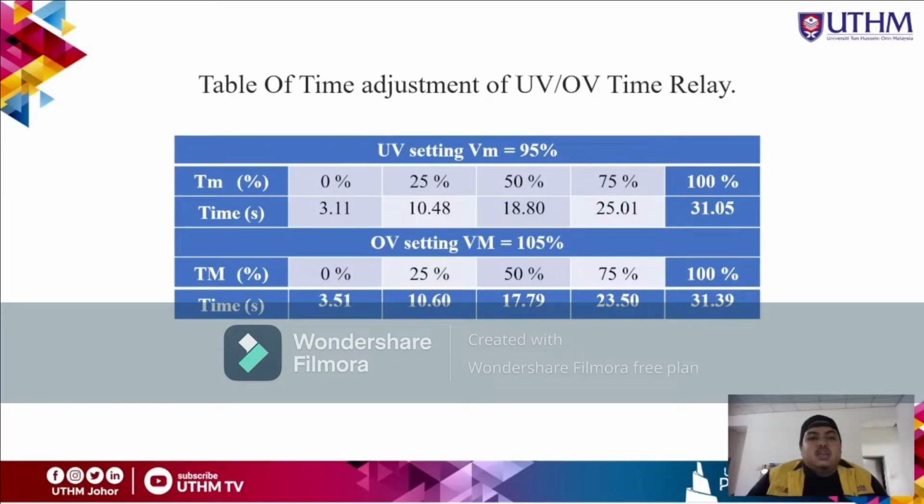For this activity, we need to adjust the under and over voltage time relay. We maintain the VM for undervoltage and overvoltage, but the TM is set from 0 to 100, which is 0%, 25%, 50%, 75% and 100%. Then we set the time TM from 0 to 100%. After that, we get the recorded time for the operation of the release after starting the operation.